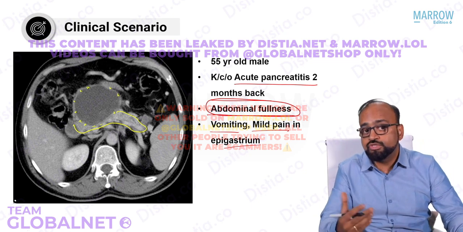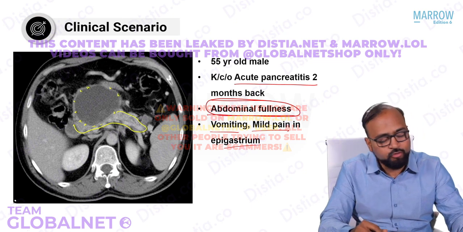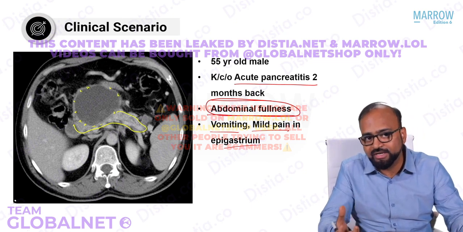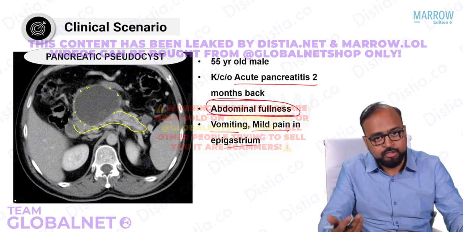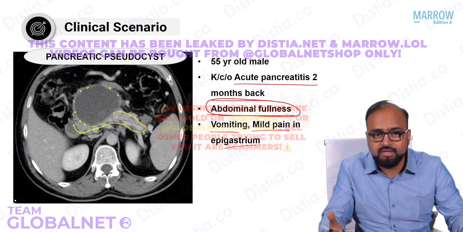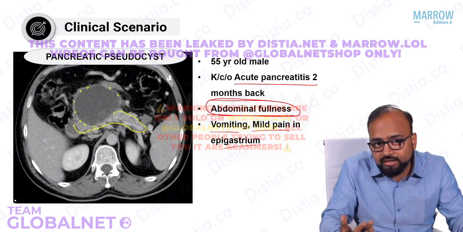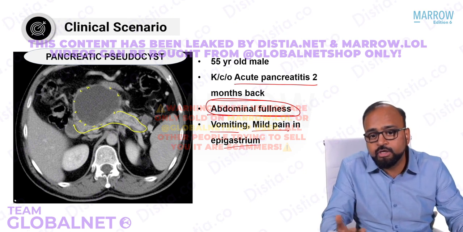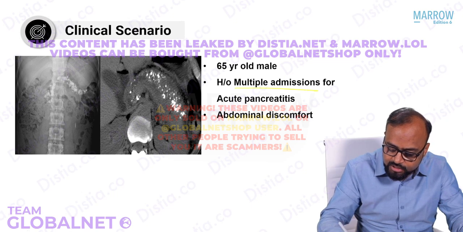Following the first 4 to 6 weeks, if this fluid collection persists, it is given a specific name. What is that, anyone? This is a complication of acute pancreatitis. This is called a pancreatic pseudocyst. If this patient continues to have attacks of acute pancreatitis, suppose there are 4, 6, 8, 10 attacks, what will it get converted into? It will become chronic pancreatitis, and then he has had multiple admissions for acute pancreatitis.